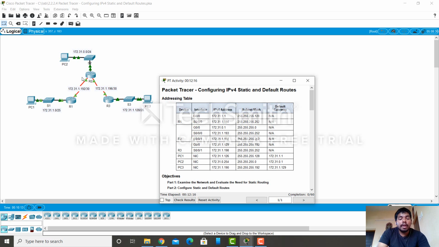Objectives of the experiment: configuration of dynamic routing RIP version 2, examine the network and evaluate the need for static routing, and another objective will be to configure static and default routes.